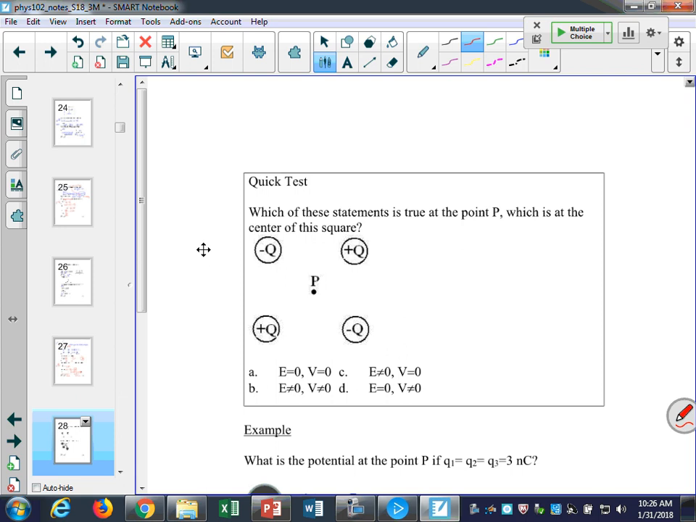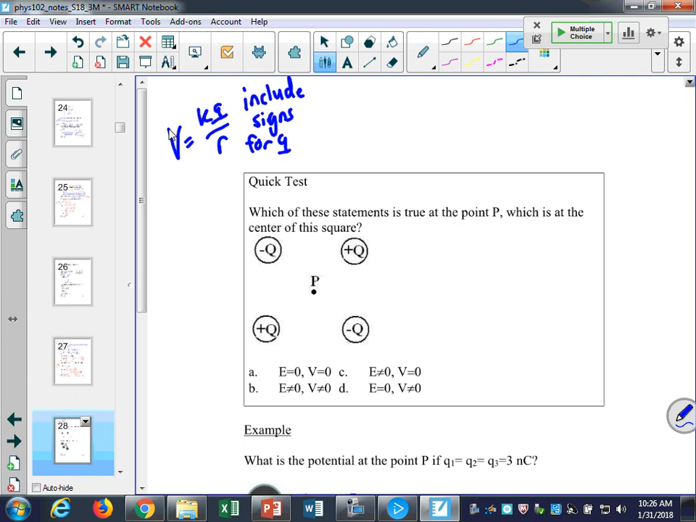Let me show you something before we do this question. So the voltage, or the potential, is KQ over R. Here, unlike what we did before, we will include the signs. So a positive charge has a positive potential, and a negative charge has a negative potential.